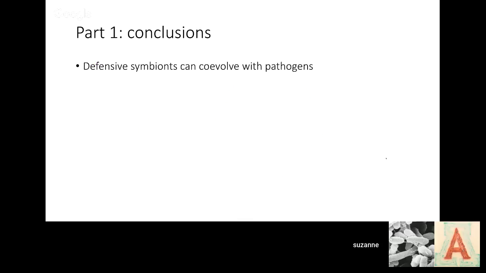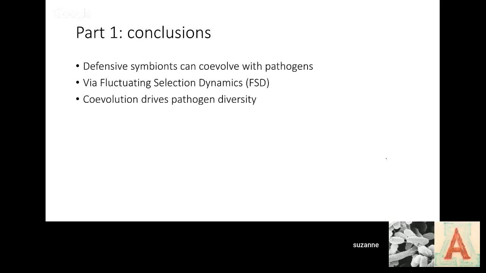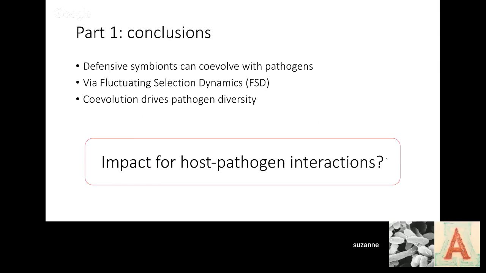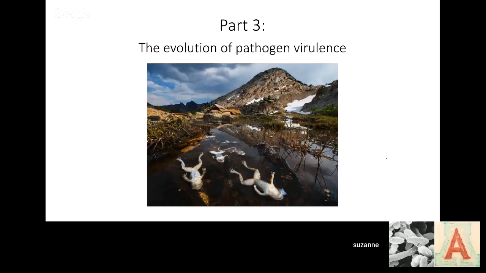So to conclude part 1, we found that the defensive symbionts can co-evolve with the pathogens, and in our case, this occurred by fluctuating selection dynamics. And as a result of this, we found that coevolution drove pathogen diversity, which of course has important implications for how we understand how pathogens change over time. So my next question was whether these coevolutionary interactions have important implications for how a pathogen interacts with its host, which leads me on to my final part of the talk, the evolution of pathogen virulence.